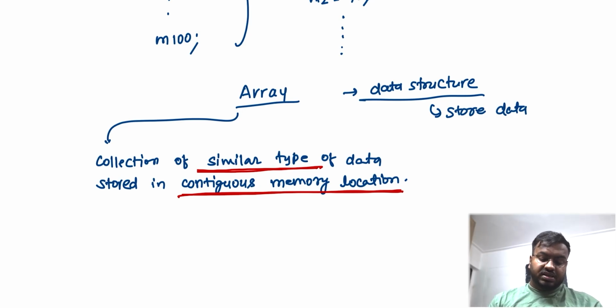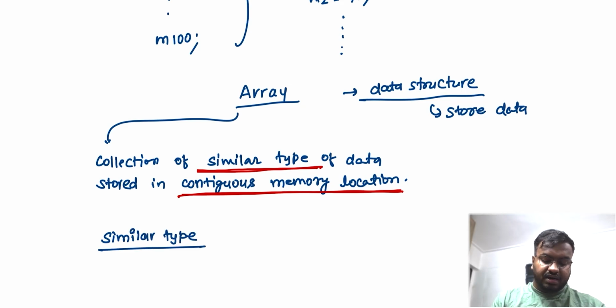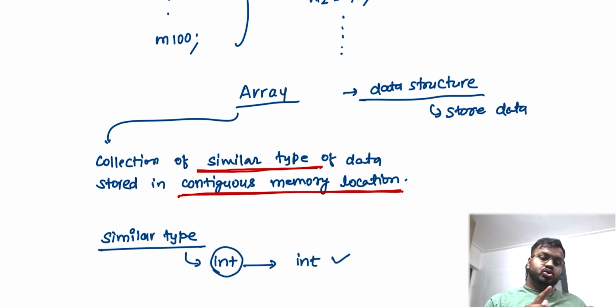As you can see in the definition, it stores data of similar type. This means an array will contain data of one type only. Your array can't contain data of multiple types. Similar type means you will create an array to store similar type of data. You can't store mixed types of data in a single array. For example, we can't store a double in an array of integer data type. We can't store a character in an array of integer data type.